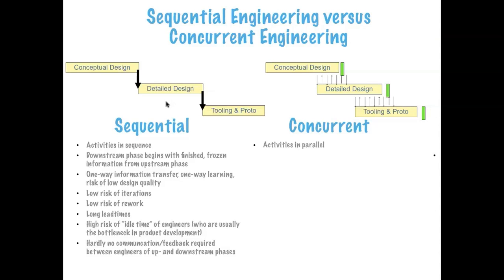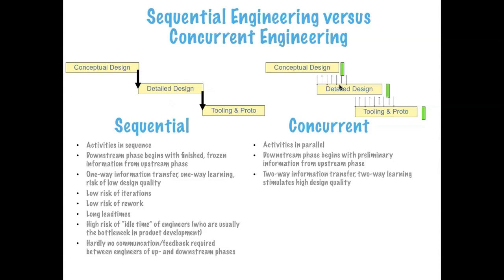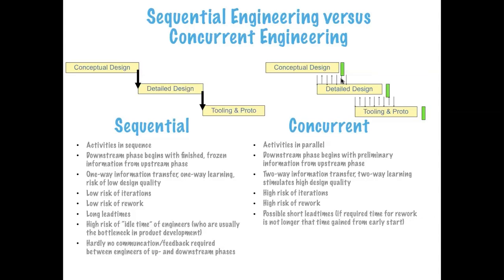Concurrent is the other way around. Activities are done in parallel, where the downstream phase starts with preliminary information from the upstream phase. It's really a two-way information transfer, two-way learning, which stimulates high design quality. But there is a high risk of iteration, while there's almost certainty of iterations. There's a high risk of rework, while there's almost certainty of rework.